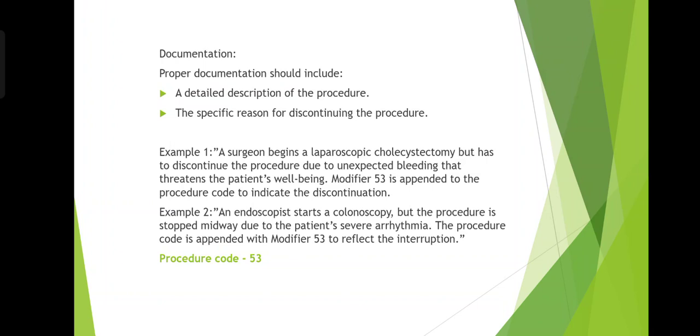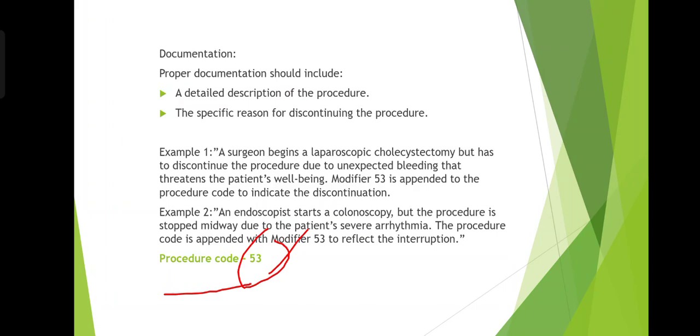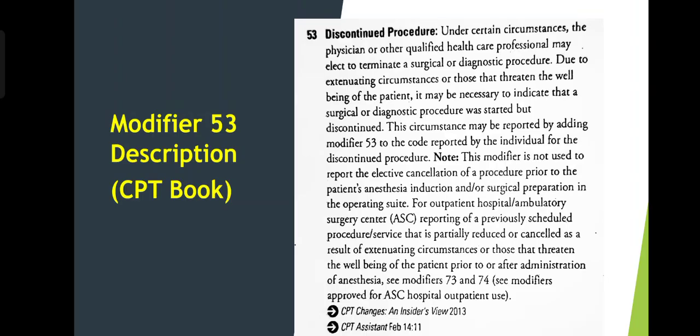An endoscopist starts a colonoscopy, but the procedure is stopped midway due to the patient's severe arrhythmia. Because of this reason, they are stopping the procedure in between. So here also you should represent the situation by using the modifier 53. You have to give the procedure code, and then with that procedure code you have to give the modifier 53 to represent this situation. This is all about modifier 53.